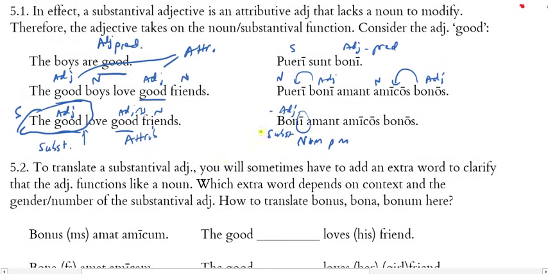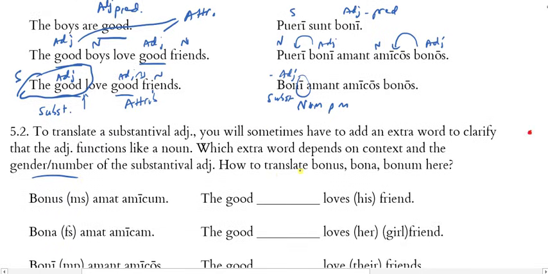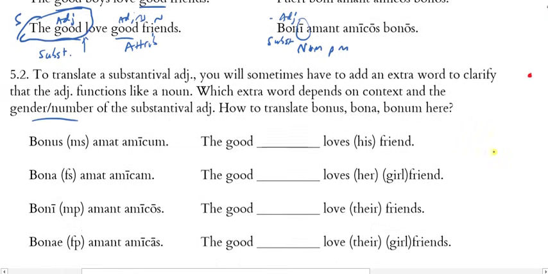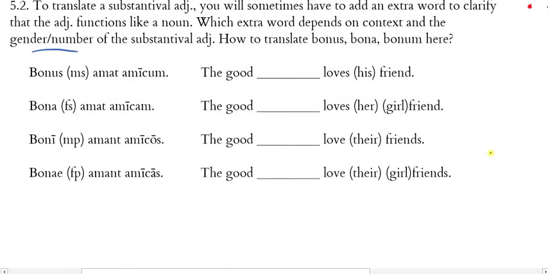Now, to translate a substantival adjective, you will sometimes have to add an extra word to clarify that the adjective functions like a noun. Which extra words you use depends on context and the gender and number of the substantival adjective. How we translate the adjectives bonus, bona, bonum, good, is going to depend on some factors. So let's take a look at these four. We'll wrap up with this.